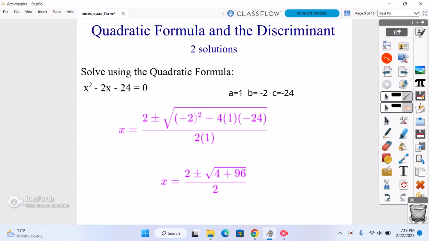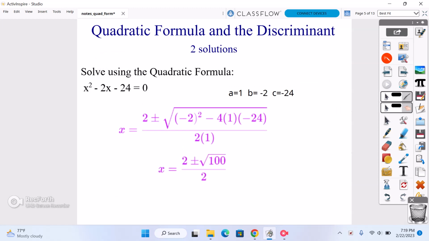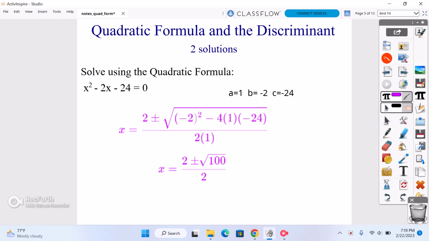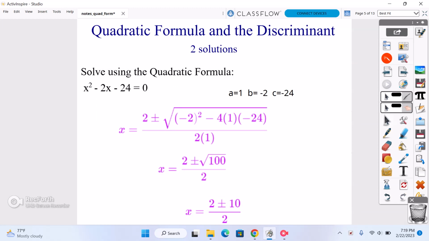So that's our next step here. Now we're going to add those two inside the radical together. 96 plus 4 is going to give us 100. And we have 2 plus or minus the square root of 100 over 2. Now we can actually take that square root if we can. If you cannot, you're going to use your simplifying radicals. We can take the square root of 100, so we end up with 2 plus or minus 10 over 2.